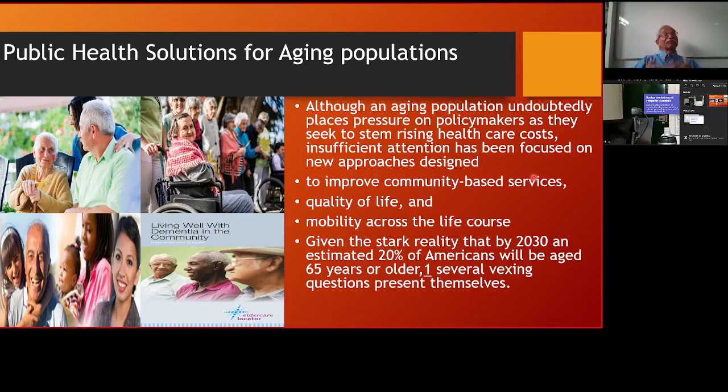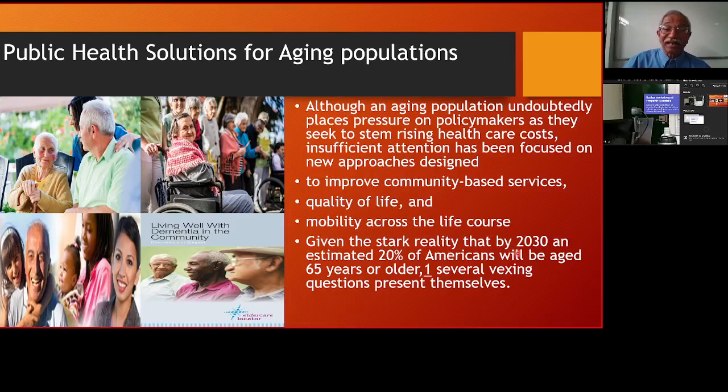So they are now coming up with community services for senior citizens. Like in Tampa, and it must be happening in Colombia also, we have several doctors who volunteer on the weekend and check senior citizens. Normally in their daily practice, they may be seeing 10 patients, but on that day they will talk to 400 patients. Ten doctors will sit together and give them advice, because otherwise they don't have access to healthcare. There are many organizations now working in this system to improve community-based services, quality of life, and mobility across the life course.